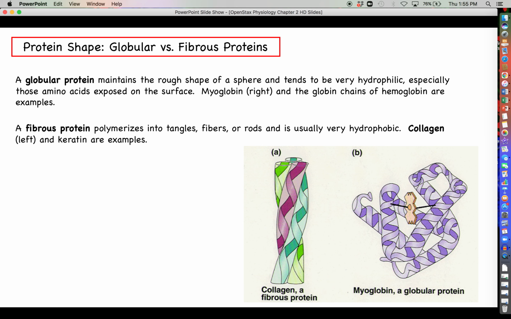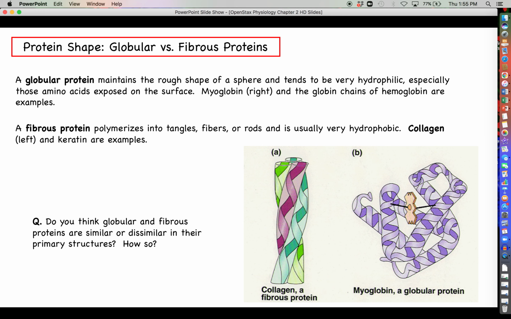Fibrous proteins do just the opposite. They tend to be very hydrophobic because their hydrophobic side chains are pointed to the outside and their hydrophilic ones are pointed towards the inside. So fibrous proteins like collagen or keratin tend to polymerize themselves into tangles or fibers or rods, and they do not dissolve in water very well.